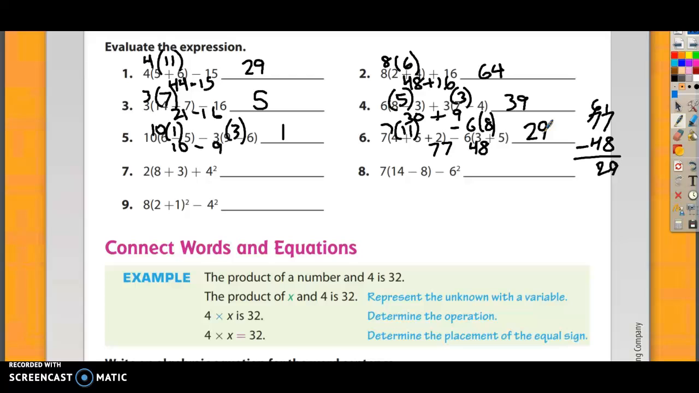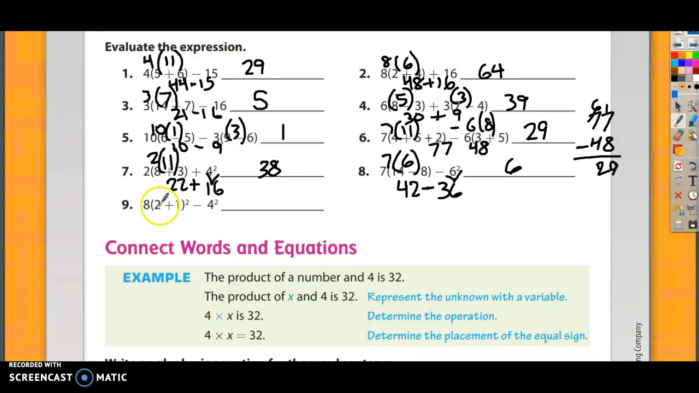All right, number 7, I've got 8 plus 3 is 11, and I'm going to multiply that by 2, but I also have to do my exponent, which is 4 squared, that means 16. So 2 times 11 is 22, plus 16 is 38. Number 8, I've got 14 minus 8, that's 6, times 7 is 42. Minus, I've got to do 36. 6 times 6 is 36. 42 minus 36 is 6.